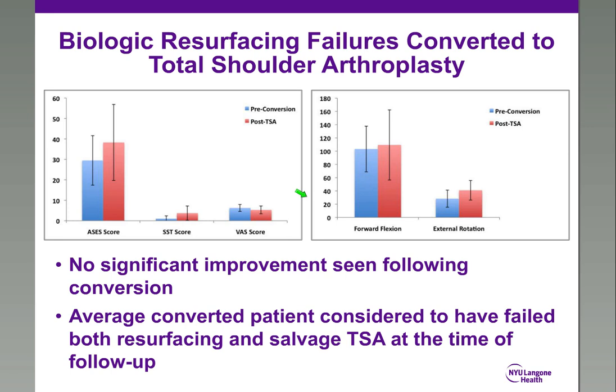What hopefully you can glean from the 2 graphs here is that with respect to the clinical outcome scores that we recorded and the postoperative range of motion, no significant improvement was seen following the conversion to total shoulder replacement. The average converted patient was considered to have failed both the resurfacing and the salvage total shoulder arthroplasty at the time of their final follow-up.